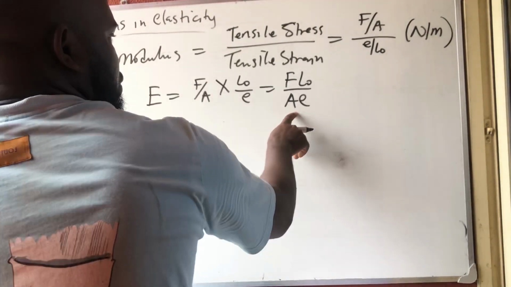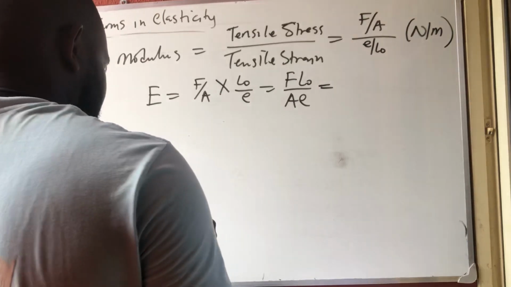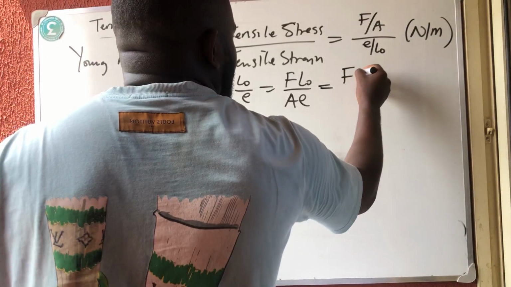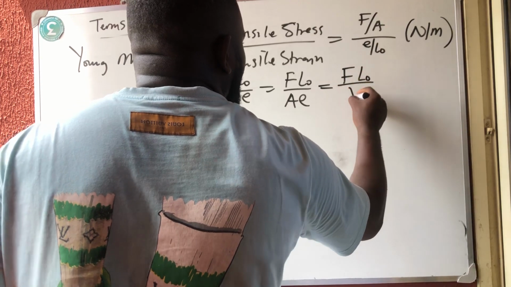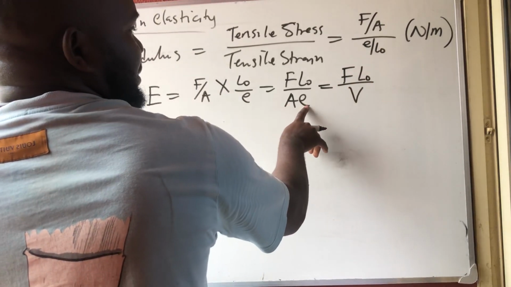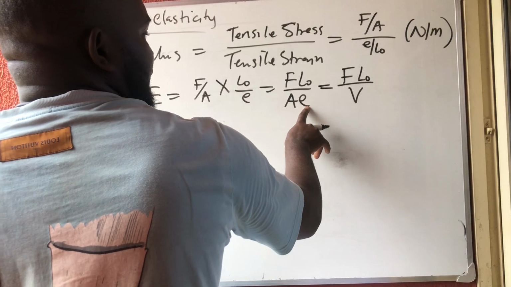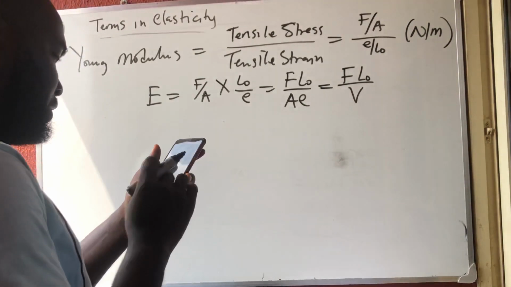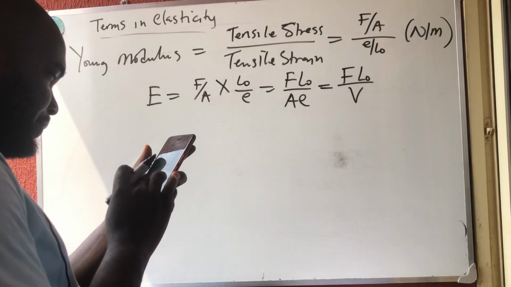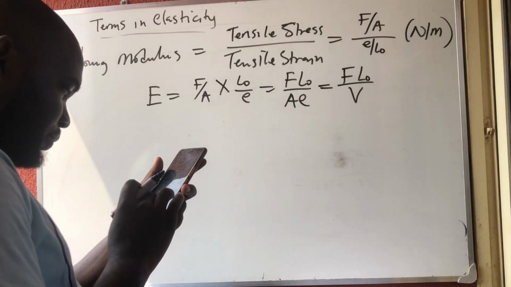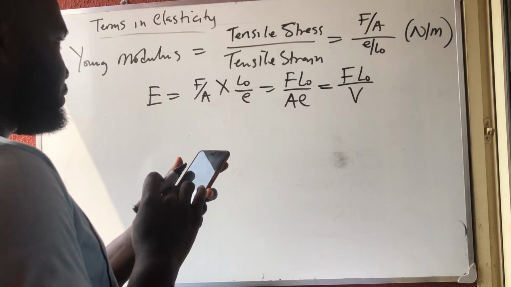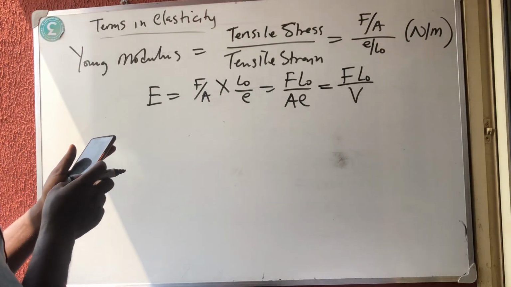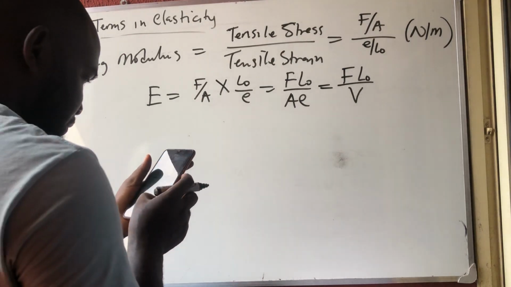But there's another thing I want to show you from here, okay? That Young modulus is taken as what? Force times the original length all over volume, because area times meter, m squared times m again is m cubed. This is another formula that is very, very important. Okay, so that is that. So we can take some questions.